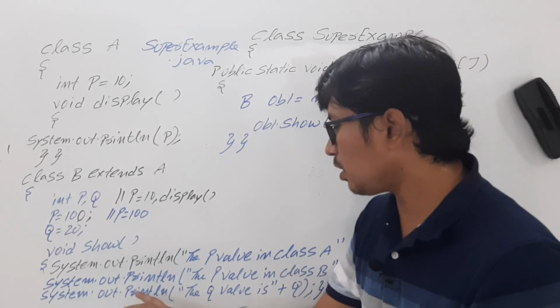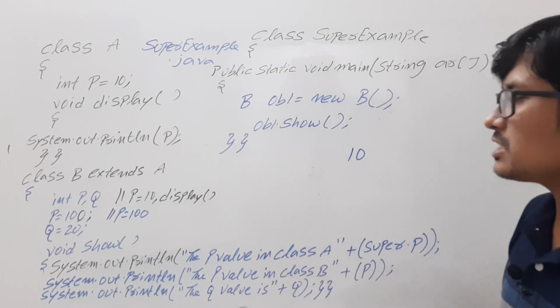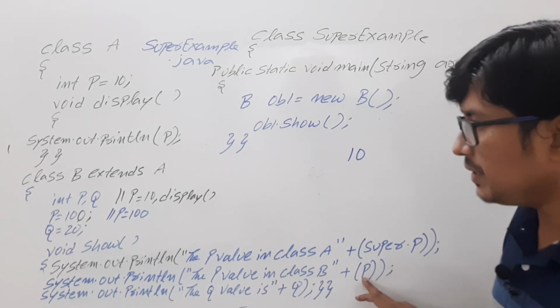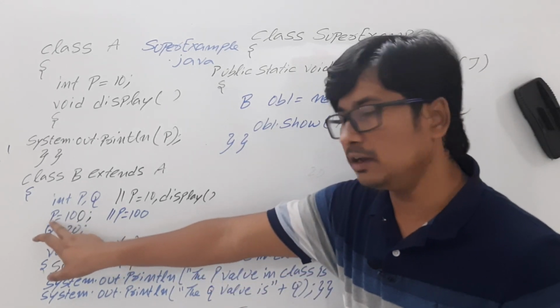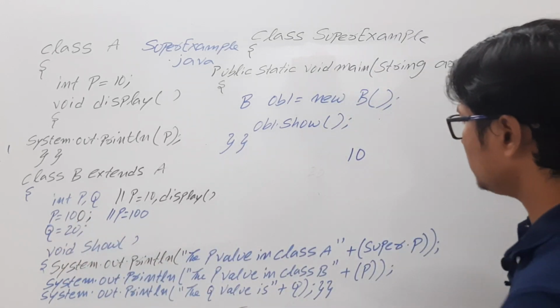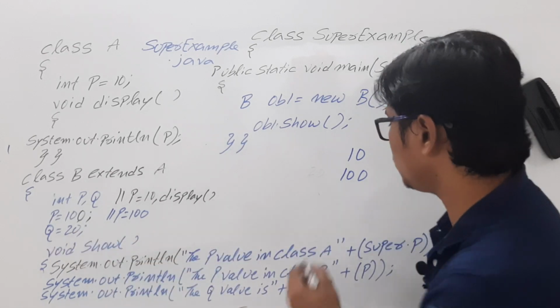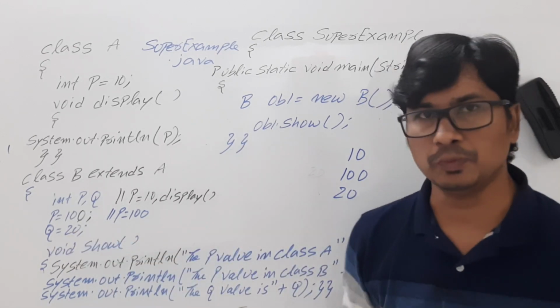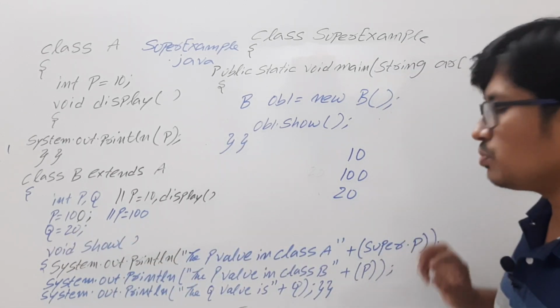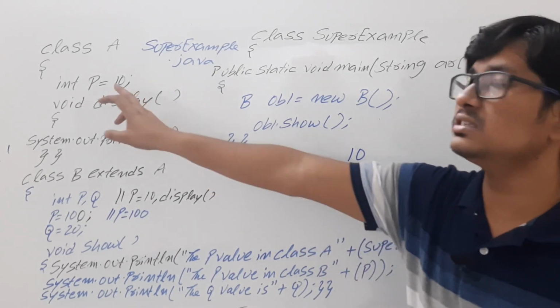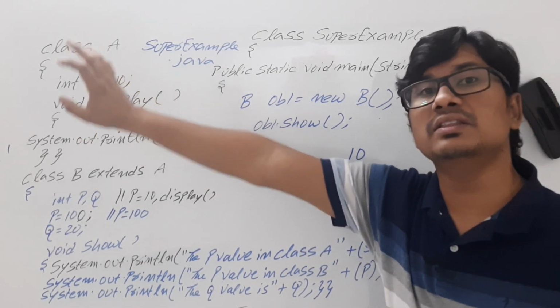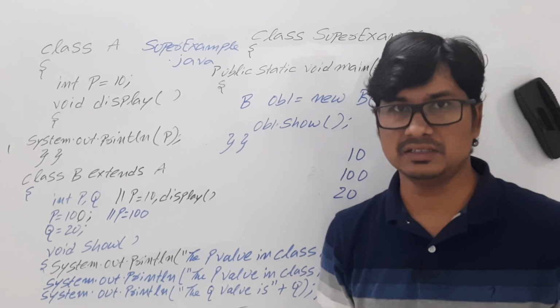Then system.out.println the p value in class B. You are looking at the p. Where is this p? P is here. What is the value? 100. So it will display the 100. The q value. Q is having the value 20. So that will be displayed as an output. So using the super keyword, we are accessing the variables which are there in the parent class.